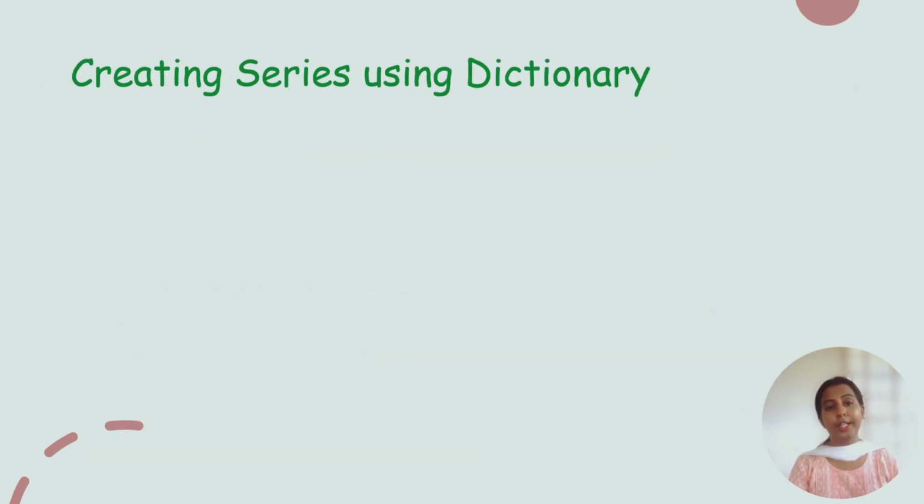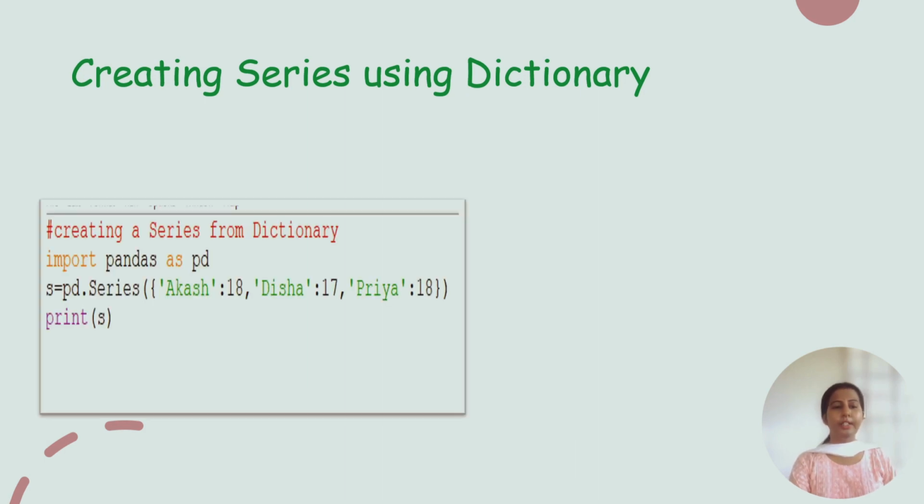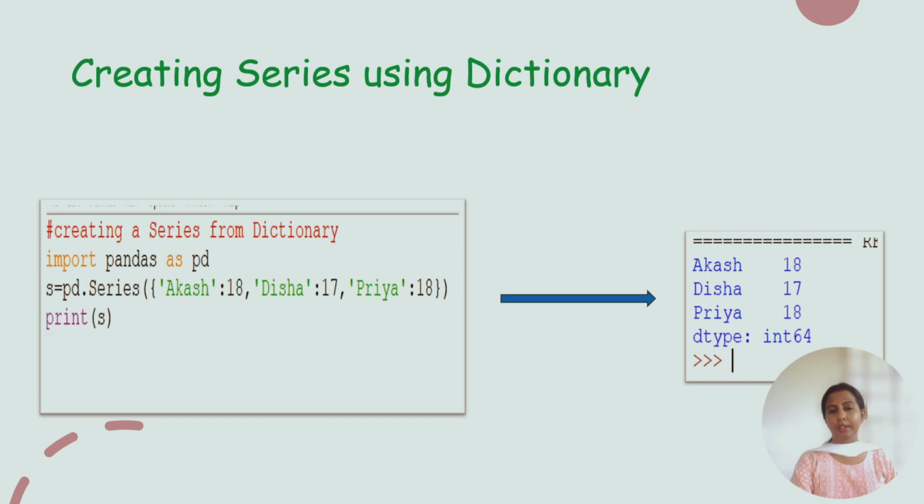We can also create a series by using dictionary. So for this we have to take one dictionary. I have taken Akash 18, Disha 17, Priya 18. So Akash, Disha, Priya are the keys and 18, 17, 18 are the values. So I will print it and it will show the series as Akash 18, Disha 17, Priya 18.